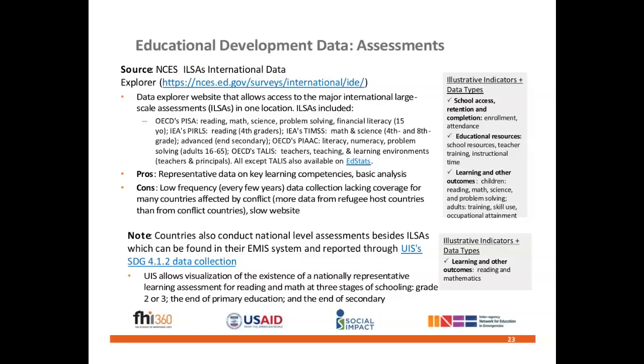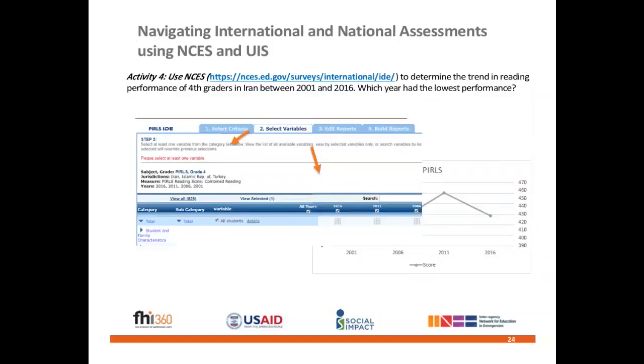So with that, I'm going to move to the next slide, and we'll try one other activity to keep people engaged, even though we can't see one another's faces. So if you navigate to that link that I posted a moment ago for NCES, see if you can find out what year had the lowest performance for reading among fourth graders in Iran. And the data runs from 2001 to 2016.